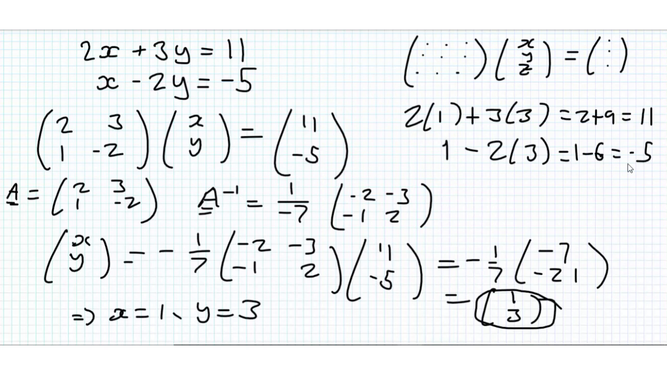I encourage you to try an example of the 3x3 case, and this will help you practice finding the inverse of a 3x3 matrix as well. And if you're not sure of your result, if you've got a graphical calculator, you can use it to solve the simultaneous equations for you to check that you get the right values.